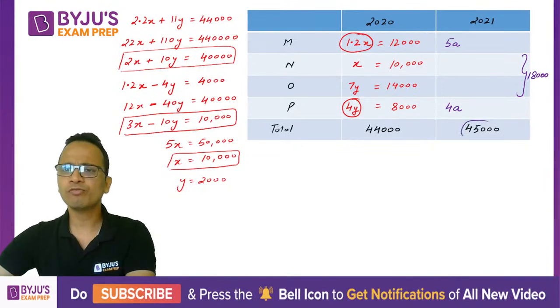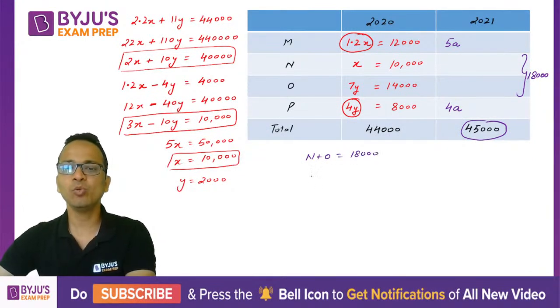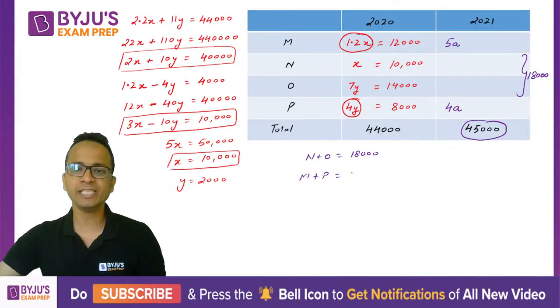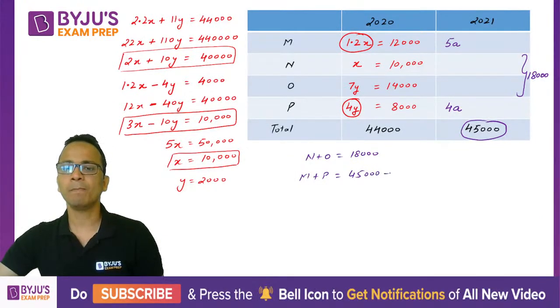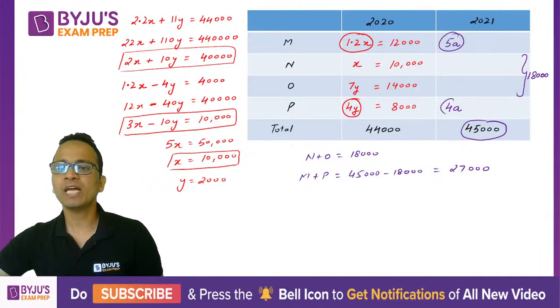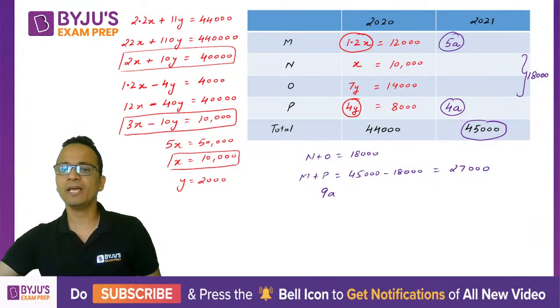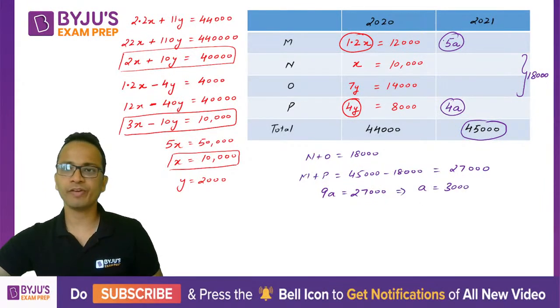So out of a total of 45,000, if N plus O is 18,000, what will be the value of M plus P? M plus P will be 45,000 minus 18,000, and that is 27,000. M and P I have assumed as 5A and 4A. So 5A plus 4A will be 9A, and that is 27,000. So the value of A will be equal to 3,000. Putting the value of A above.